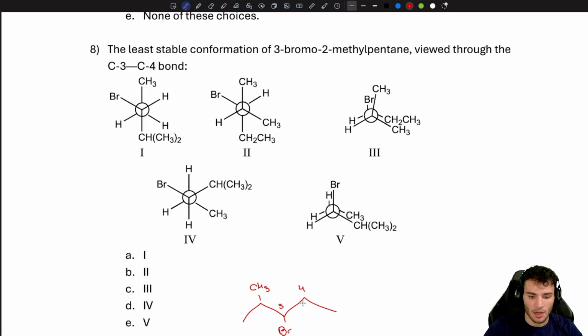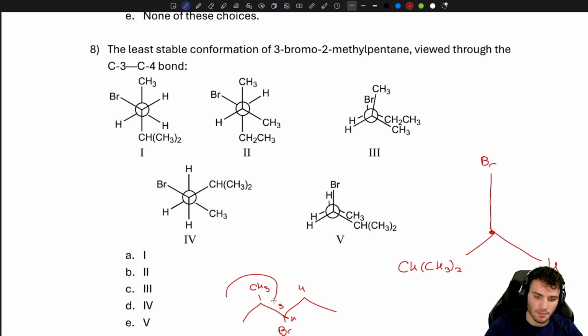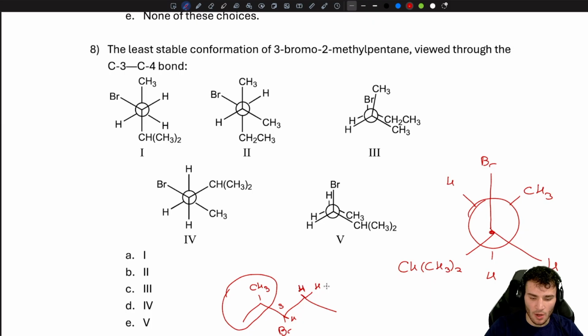And so notice that on our C3, we're going to have the front carbon with bromine, hydrogen, and this larger group, right? Which is right over here, this big hydrocarbon group. And then on carbon 4, which is in the back, we're going to have our hydrogen, our CH3, and then our other hydrogen. I only drew one of them, but there's actually 2 hydrogens on this back carbon, right?